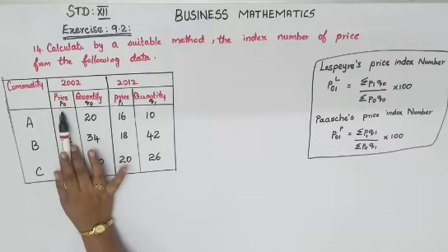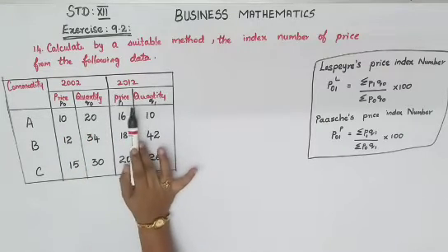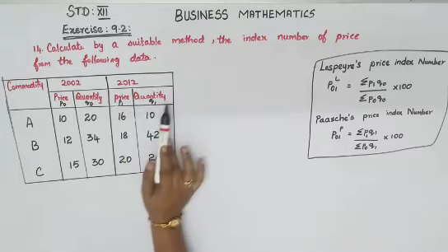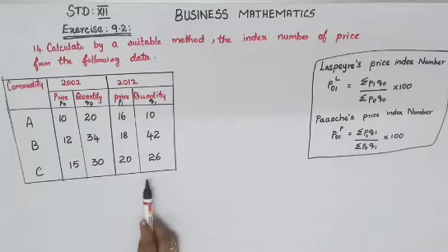In that, the price you will mention as P naught and the quantity as Q naught, and for your current year the price is P1 and the quantity is Q1. So the data will be given according to this. So this will be the question.